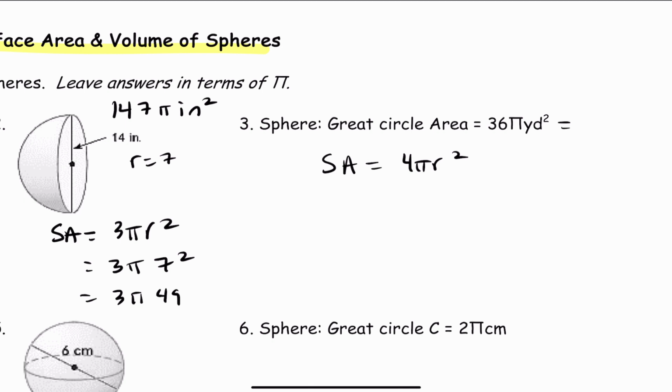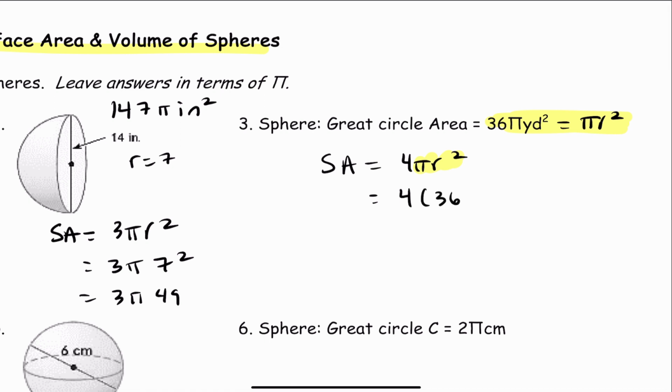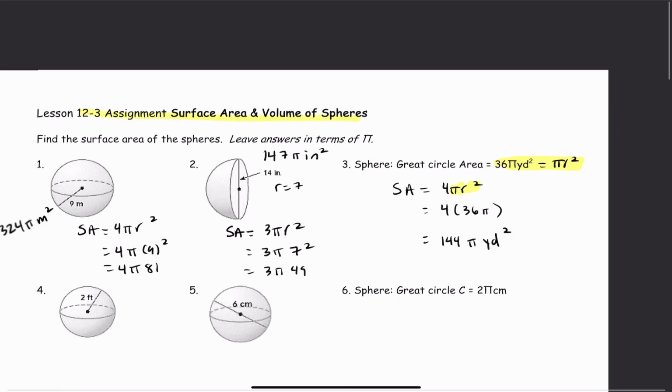And the great circle area is 36 pi square yards. When you're dealing with the great circle area, it's the area of the circle essentially, which is just pi r squared. So we know that 36 pi square yards is equal to pi r squared, right? So here is pi r squared, and I'm going to replace pi r squared with 36 pi square yards. So 4 times 36 pi, right? And 36 times 4 is 144. 144 pi square yards. And that's number 3.